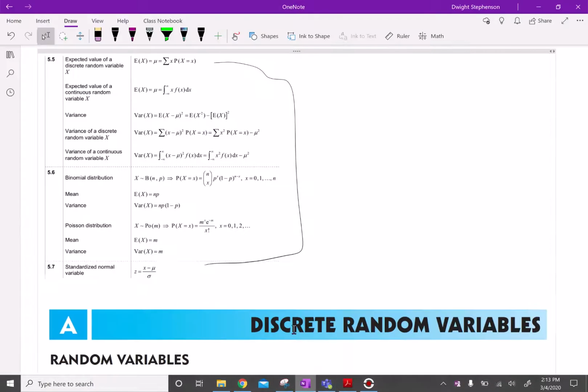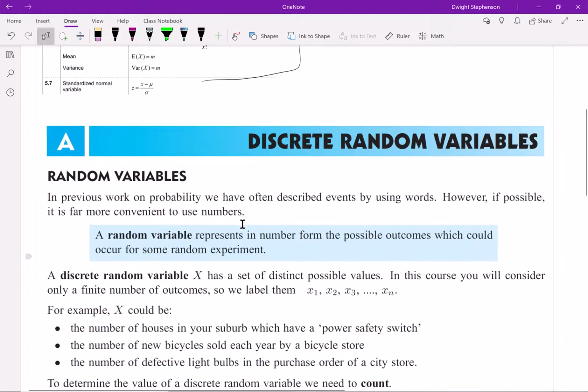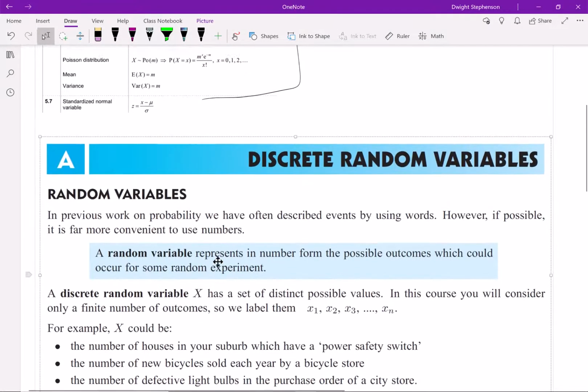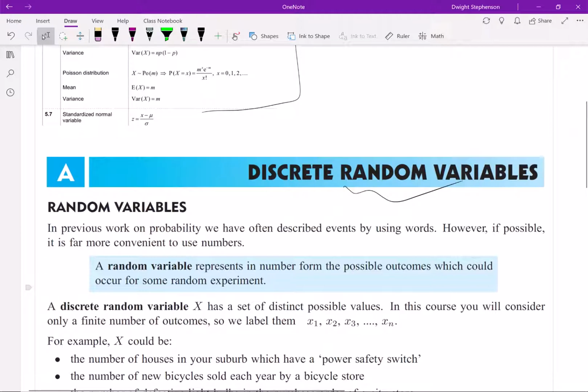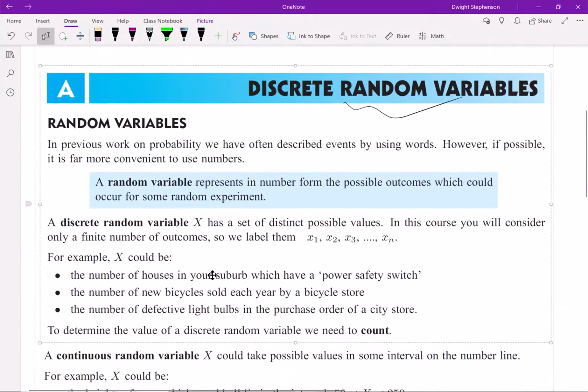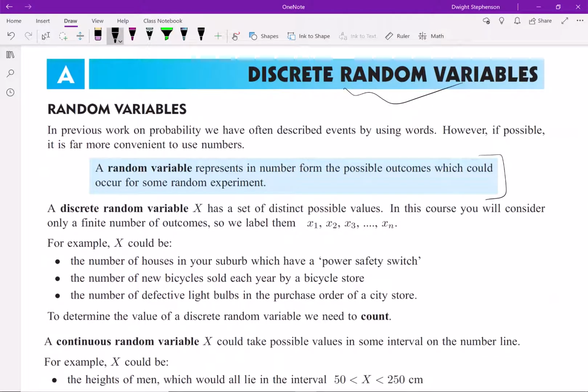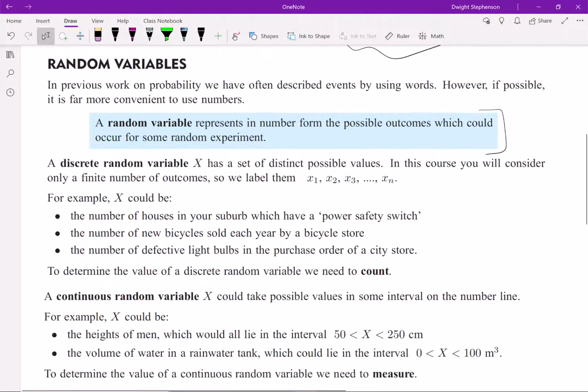All right. So, first one is we need to understand what random variables are. A random variable represents a number, and it represents possible outcomes which could occur for some random experiment, right? It's best done with an example.